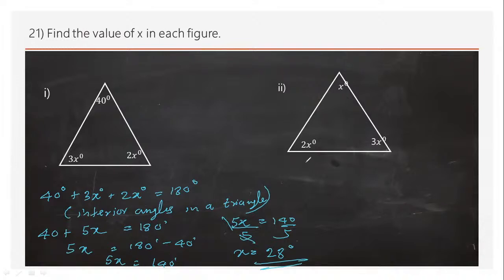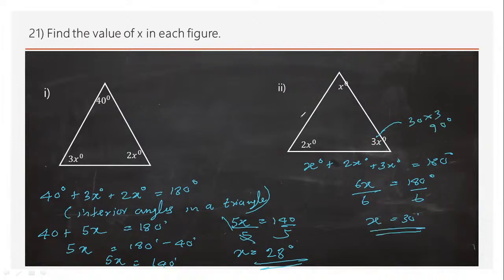Second one also, all the interior angles of this triangle add up to 180. Then x and 2x, 3x and 3x, 6x equals 180. This side by 6, this side by x, x equals 30. If they ask you to find this angle, then 30 into 3, 90. They haven't asked us to find the x here. This is 30. This is then 30 into 2, 60. Let's go to the next question.